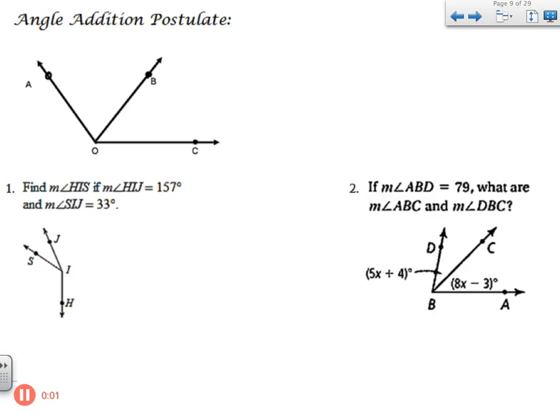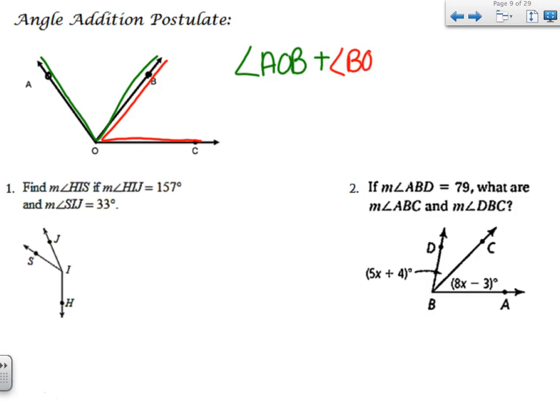All right, it's time to look at the angle addition postulate. In its definition, we're going to be adding angles, and a postulate is just another name for a rule. With the angle addition postulate, I'm first going to add this angle right here, angle AOB, and if I add that angle to the one below it, BOC, that should equal the whole entire angle, and the whole entire angle put together is AOC.